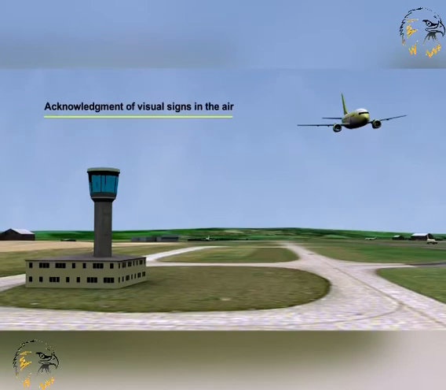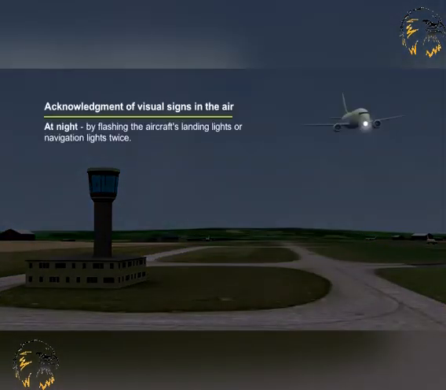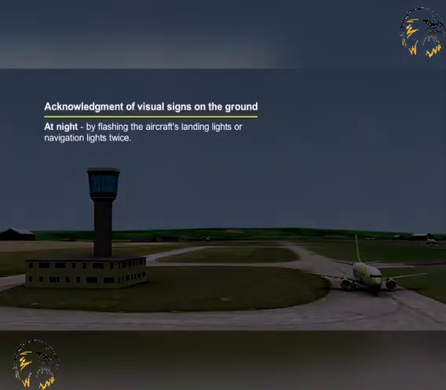Aircraft must acknowledge receipt of any visual signal and may make the following responses to do so. When in flight, during the hours of daylight, by rocking the aircraft wings. During the hours of darkness, by flashing on and off twice the aircraft's landing lights, or, if not so equipped, by switching on and off the navigation lights twice. When on the ground, during the hours of daylight, by moving the aircraft's rudder or ailerons. During the hours of darkness, by flashing on and off twice the aircraft's landing lights, or, if not so equipped, by flashing on and off twice the navigation lights.